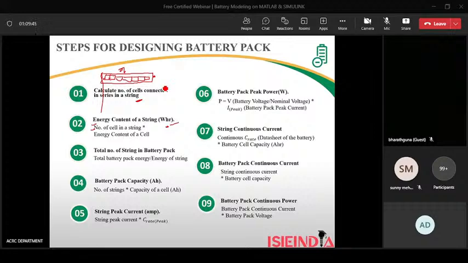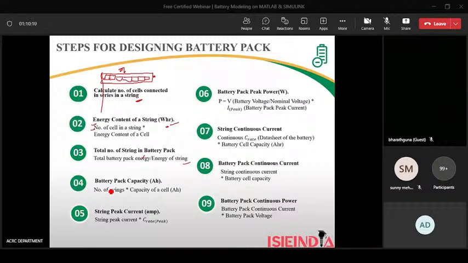Suppose after the calculation I designed a vehicle, and after that I know that this much energy I require. So we have the data at first. Then what will we be doing? We will divide the total battery pack energy which we require by the energy of a single string. Then coming to the capacity.